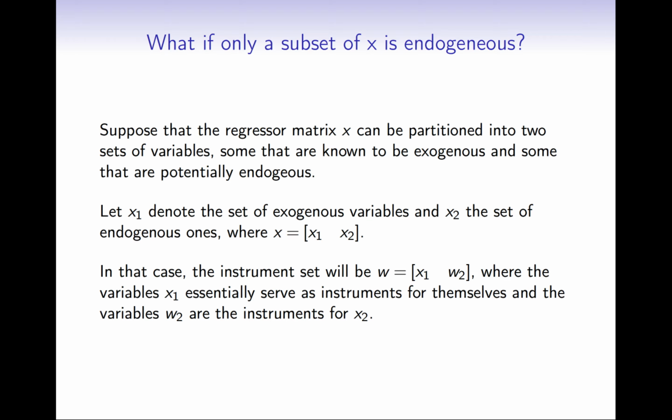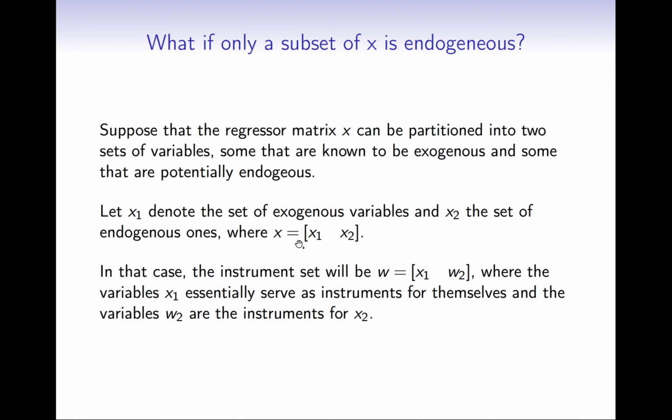Okay, now what if not all your x's are endogenous? Usually when you run a regression, the intercept is not endogenous. The intercept is not correlated with the residuals. You normally have some x's that are not endogenous, and then you might have some other x's that might be endogenous. For example, you have the intercept and you have years of schooling. We'll break out the x into these different components, where x1 is exogenous and x2 is endogenous.